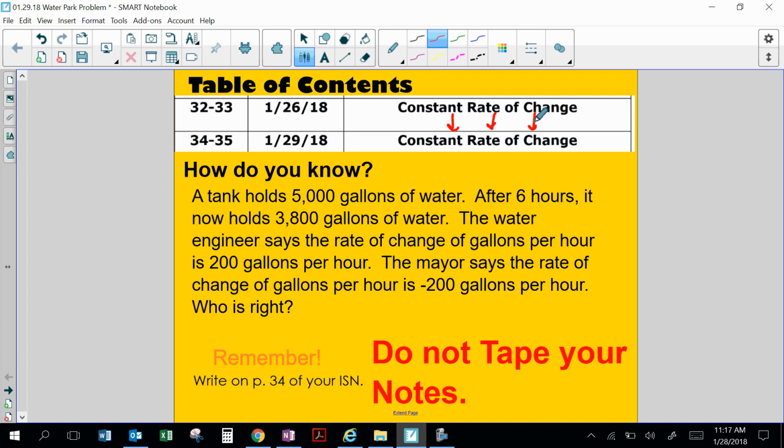All right, so in our number routine, how do you know? A tank holds 5,000 gallons of water. After 6 hours, it now only holds 3,800 gallons of water. The water engineer says the rate of change of gallons per hour is 200 gallons per hour. The mayor says the rate of change of gallons per hour is negative 200 gallons per hour. Who is right? So please do this on page 34. You may pause it at this time.